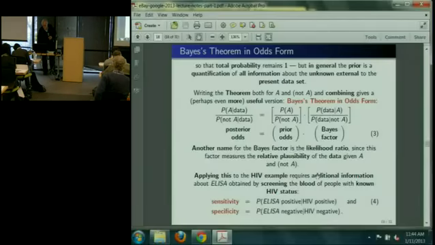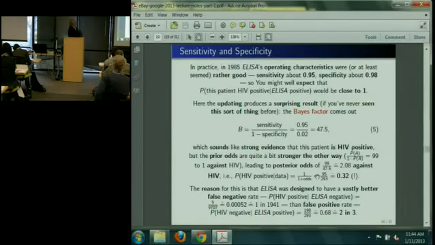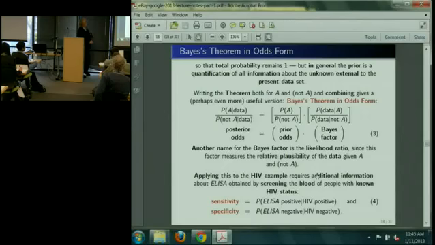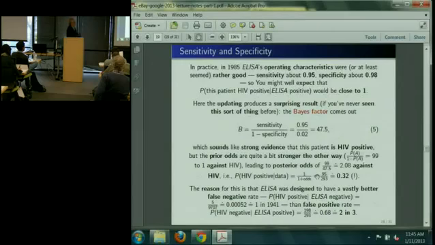Now, what are the computations? How does it go? Writing Bayes' theorem in odds form, we get that guy right there. We have the sensitivity and the specificity. We plug them in, and we find that the Bayes factor turns out to be sensitivity over 1 minus specificity, which is 0.95 over 0.02. Because remember, specificity was not A given not D, and the thing we want is D given A, so it's 1 minus it. So that becomes sensitivity over 1 minus specificity, and that becomes a Bayes factor, or likelihood ratio, of 47.5 to 1.